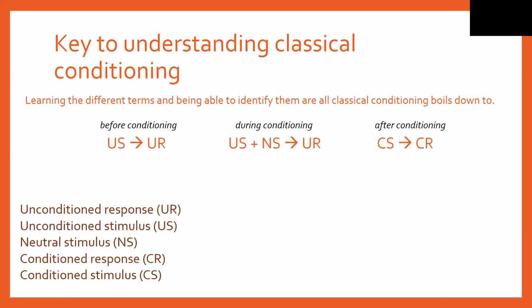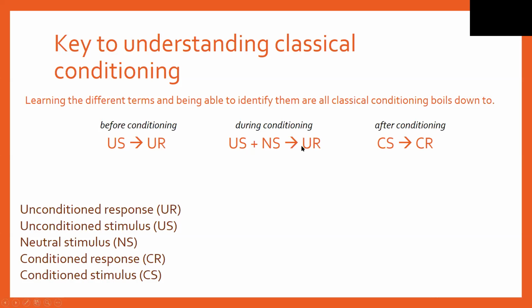So this is what classical conditioning kind of looks like. Before conditioning, you have an unconditioned response and an unconditioned stimulus. Then during conditioning, we're going to pair the unconditioned stimulus with a neutral stimulus. And then you have after conditioning, so this is after everything's occurred. You'll see that the terms down here that we're going to define in a second line up here.